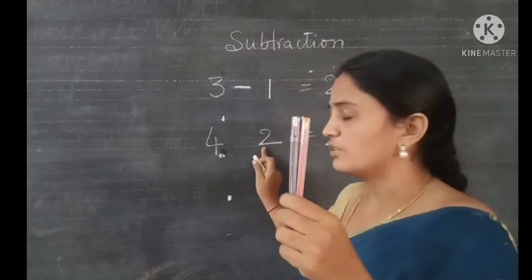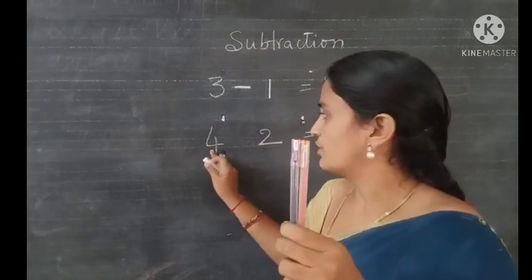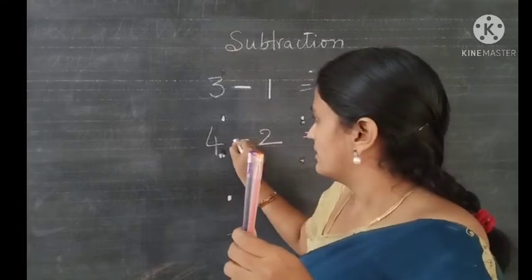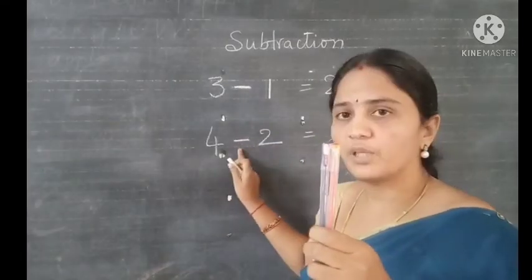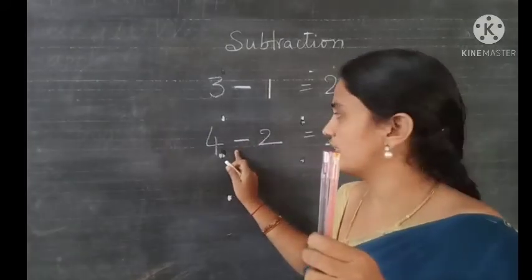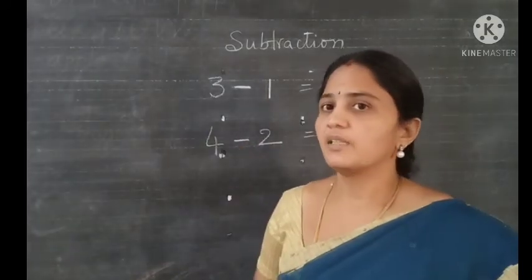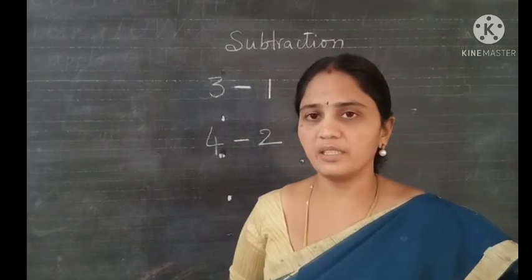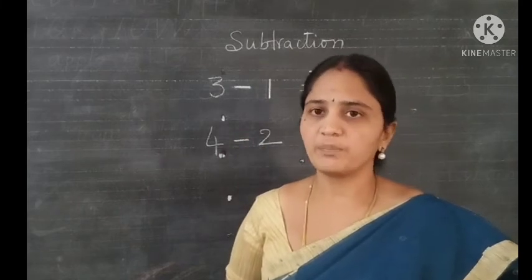So I subtract 2 from 4. For that I use subtraction symbol. This is the symbol of subtraction. This is called minus. Minus. Okay, children, today we are going to learn the concept of subtraction.